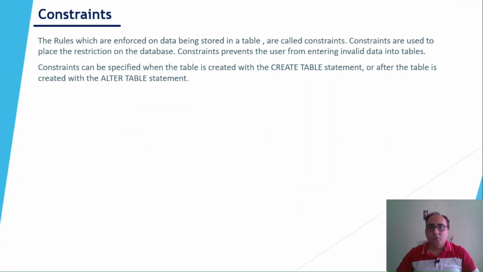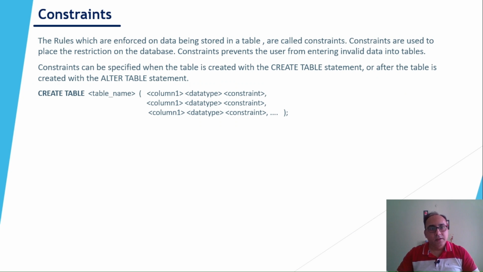Constraints can be defined at the time of table creation, when we are using the create table command in order to create a new table. Or the other way is that if the table already exists, on top of that we can also create constraints using the alter table command. So let's look at the syntax. The syntax of constraint creation is create table, table name, then column name, data type, and thereafter we can put the constraint. Whatever the constraint name is, that is what we can mention after the data type.